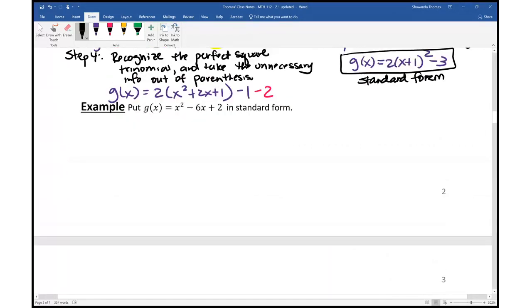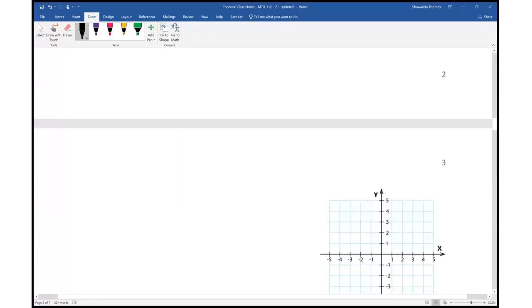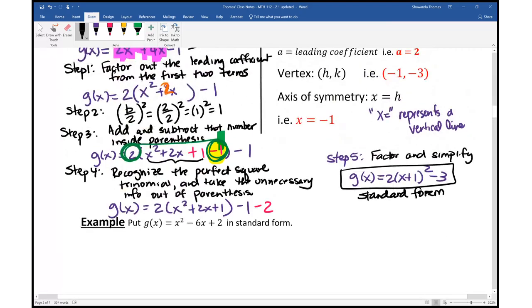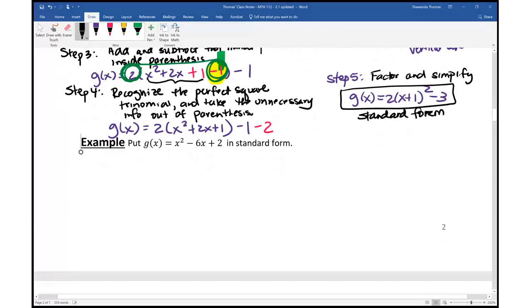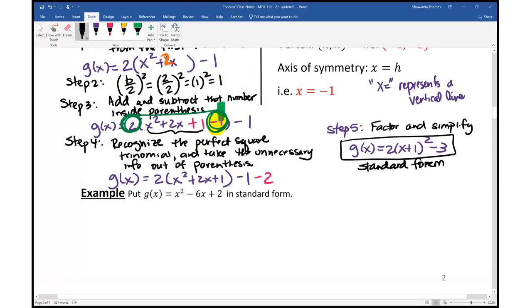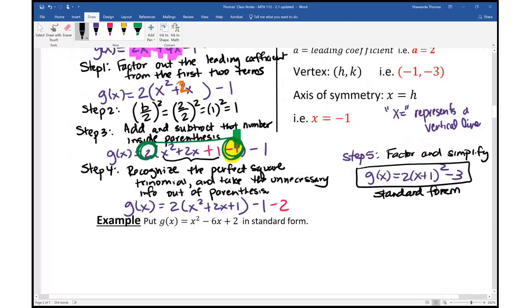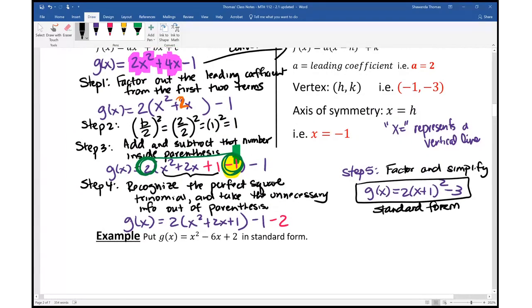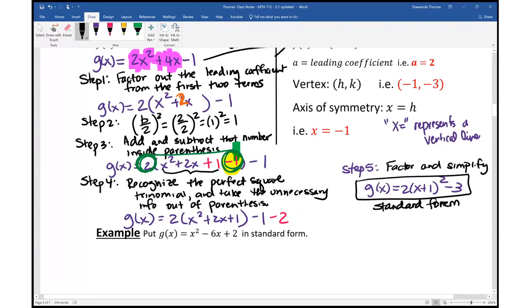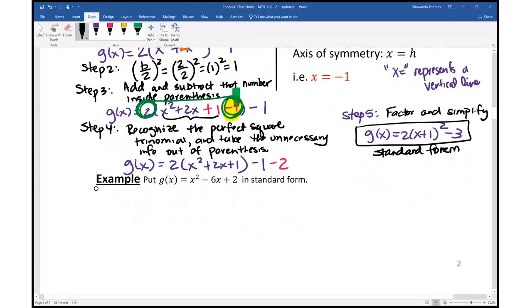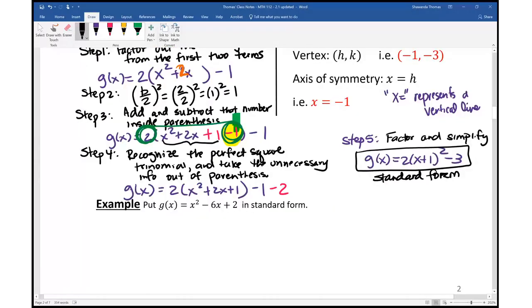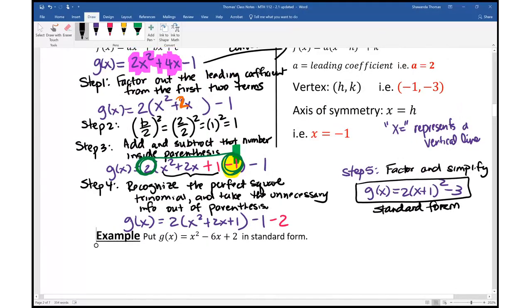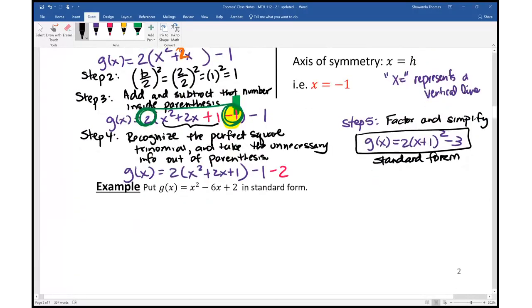All right, so we're going to try a couple more. We said we have g of x equals x squared minus 6x plus 2 to put in standard form. Okay, so I want you to keep these steps very, very close to you, in front of you, until you memorize the steps. So again, I'm not going to write the steps back over. We're just going to follow the instructions.